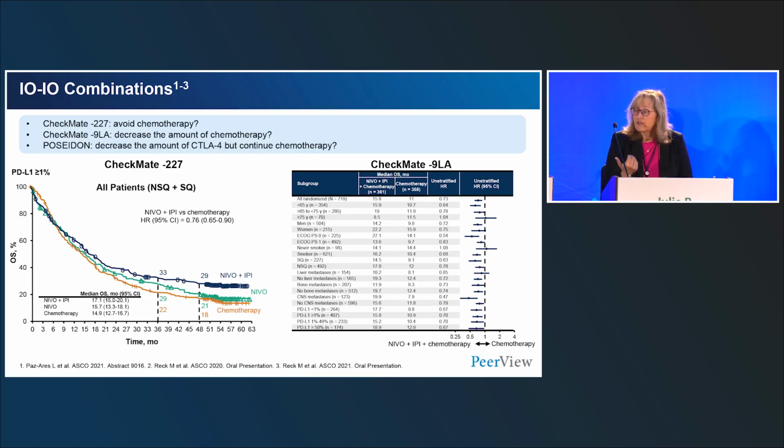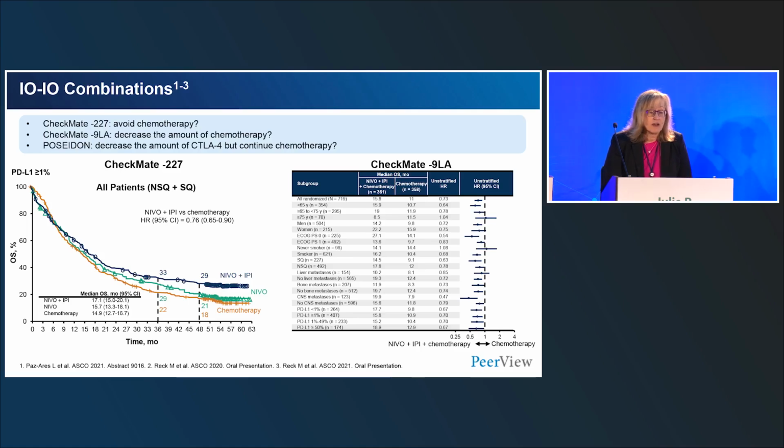So how much CTLA-4 do you really need? At least with this data, they didn't need quite as much compared to CheckMate 9LA or 227, where a patient continues on ipi-nivo for the full 2 years. But also the nice thing about POSEIDON, you continue the chemotherapy for 4 cycles and then continue the maintenance. So again, this is really drilling down per patient, trying to decide what is important, what combination is important for these patients.